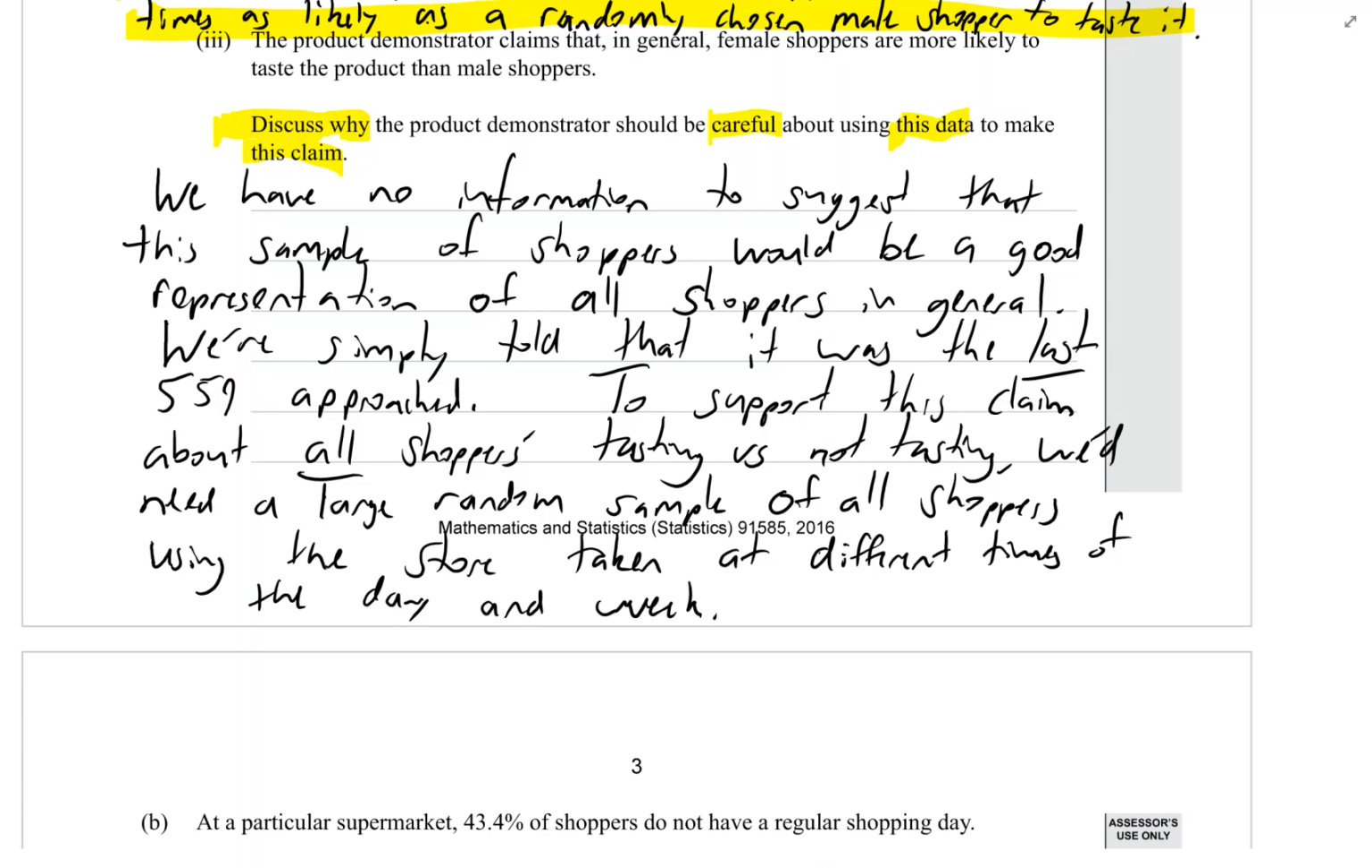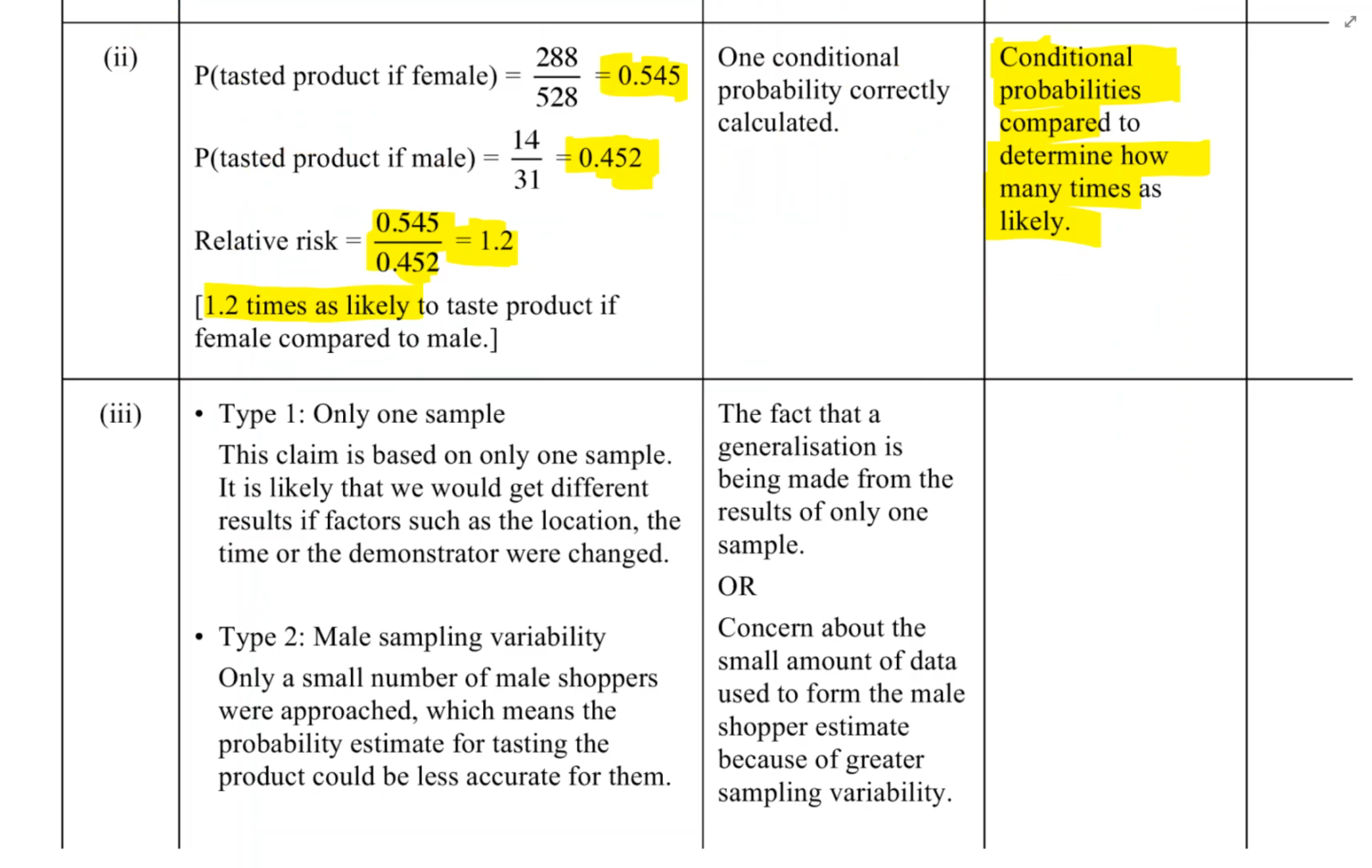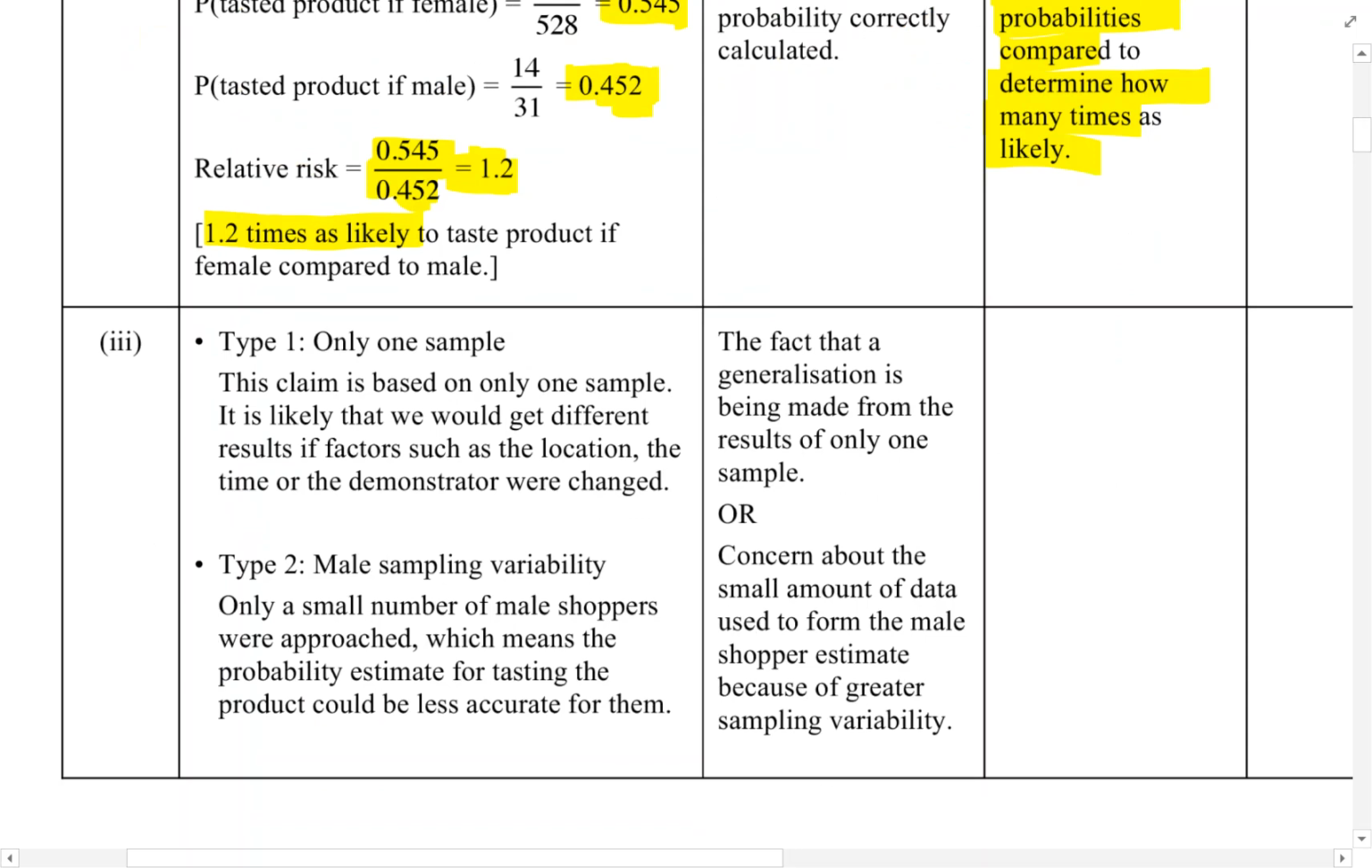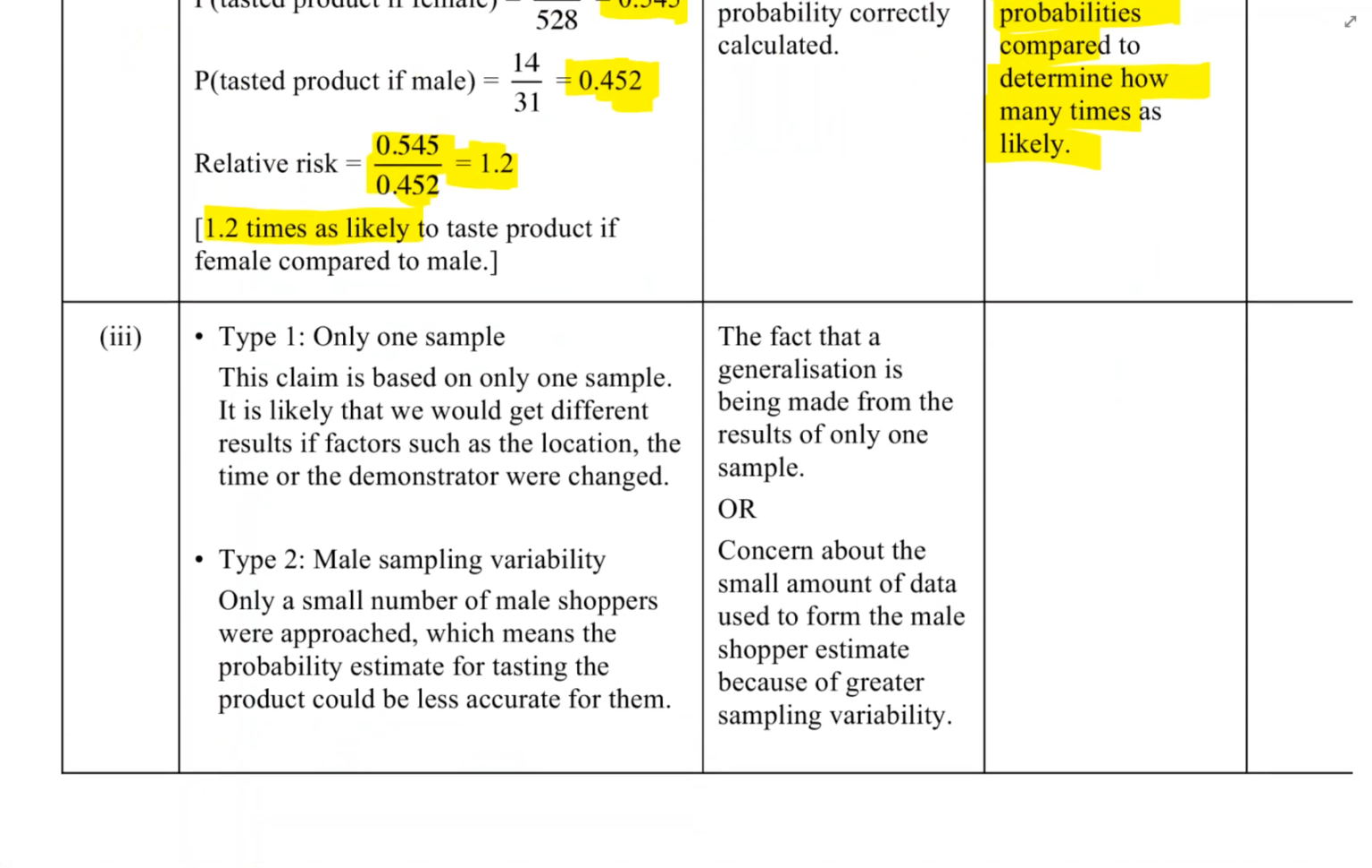Let's have a look at the marking schedule for that question. So they had two types of answers here. Type 1, only one sample. This claim is based only on one sample and it is likely we would get different results if factors such as location, time, or the demonstrator were changed. For example, a different person asking, the person who's actually saying, oh, do you want to come and taste this product, might have an effect on people as well.